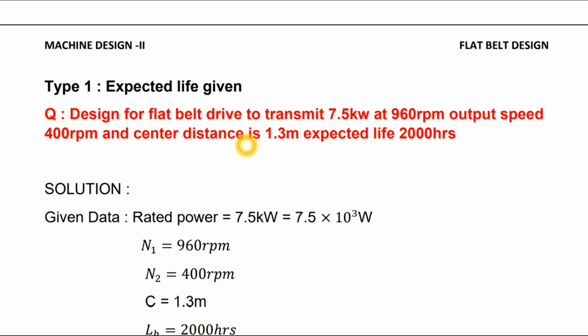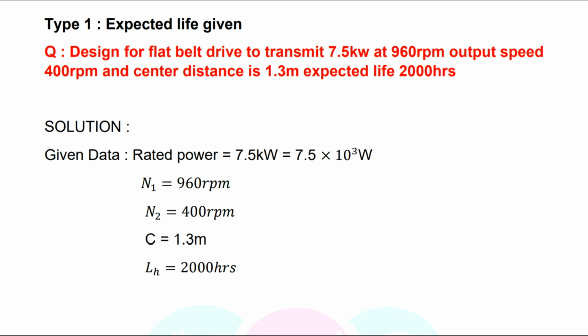From the question, now we will write down all the given data. Power is given, which is rated power equal to 7.5 kilowatt, which we convert into watt, 7.5 into 10 raised to 3 watt. N1 is the input speed, 960 rpm, while output speed N2 is 400 rpm. Center distance, denoted as capital C, is equal to 1.3 meter. Expected life, denoted as LH, is equal to 2000 hours. So this is the given data of our question.